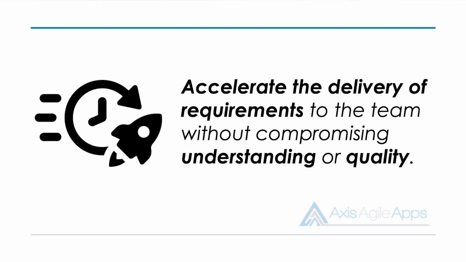Now, I often get people getting confused saying, well, how much detail is appropriate? How much information should we bake into our product backlog items? And I like to coach teams on this principle. The principle we're trying to apply here when it comes to agile requirements is we want to accelerate the delivery of requirements to the team without compromising their understanding or the quality of what they deliver. So the quicker we can deliver requirements to the team, the quicker they can implement it, deliver it to a customer, and obtain some feedback and then learn. And that's what Agile is all about.